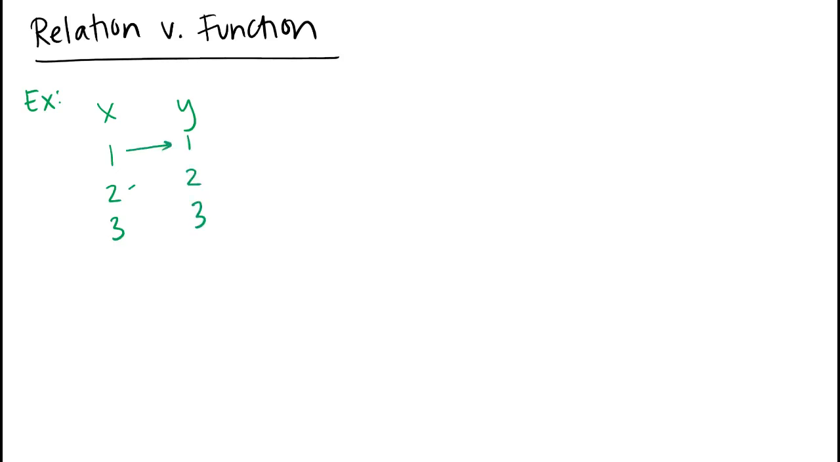1 maps to 1, 2 maps to 1, 2 also maps to 3, and 3 maps to 2. This is a relationship. Doesn't have to make sense, doesn't have to be any reason for it. We could rewrite it in all those different ways we talked about, right? We could rewrite this as a bunch of ordered pairs.